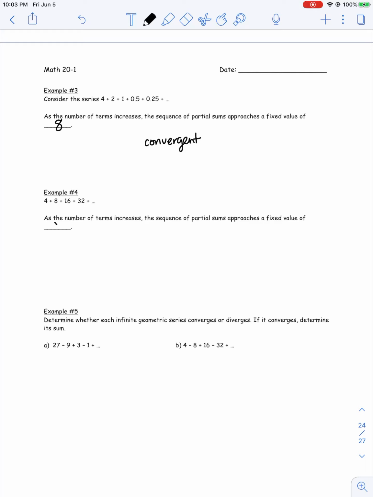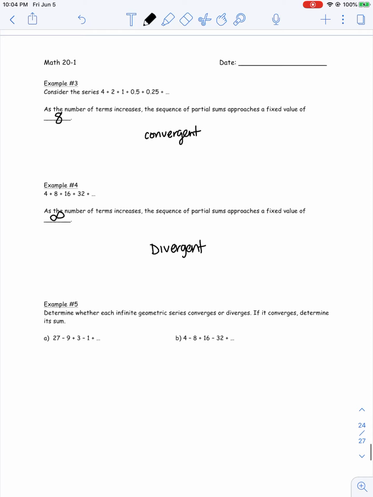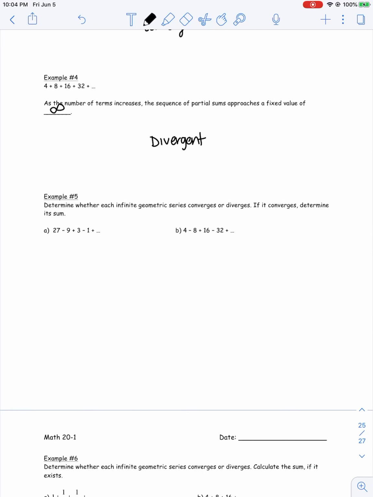This one, the numbers are increasing higher and higher and higher. So that means the sum would be approaching positive infinity. So this is divergent. And they're saying determine whether each infinite geometric series converges or diverges. If it converges, determine the sum. Well, this first one, as you can see, the positive numbers go down and the negatives go up, which means that they're going to meet somewhere, and that means it's convergent. So if the two kinds of sums approach each other, the negatives approach the positive ones, it's convergent.